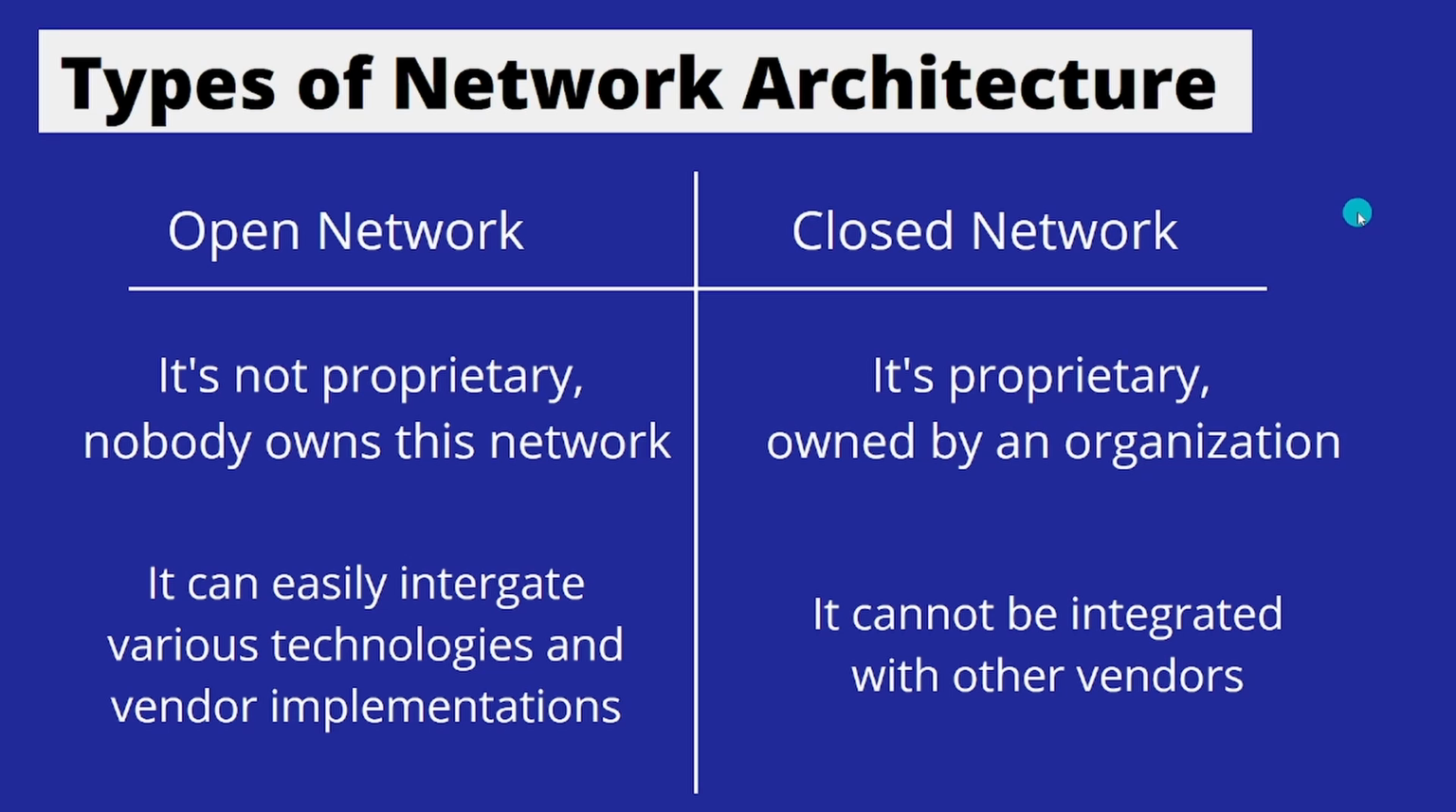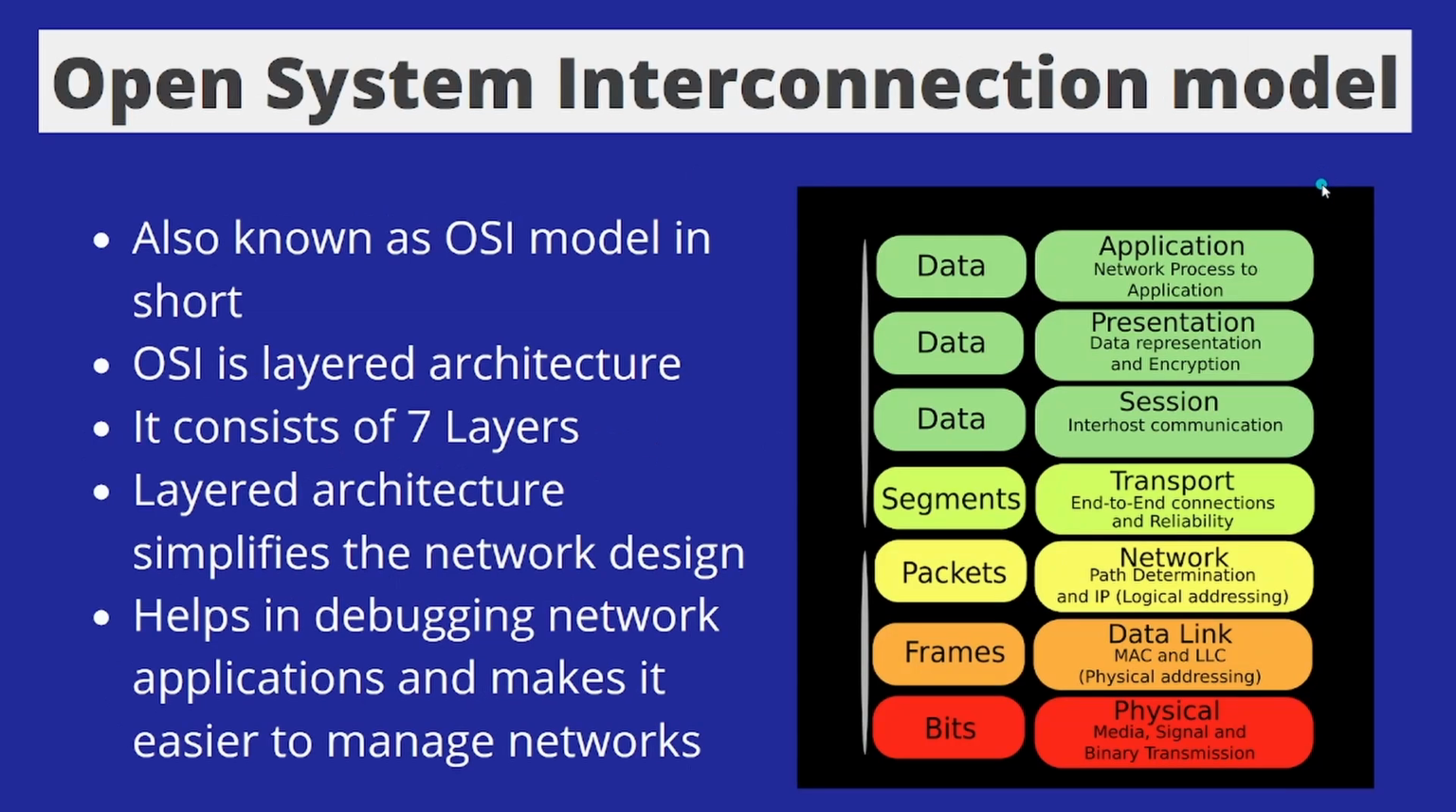There are different types of network architecture, and there are two types: the open network and closed network. In open network architecture, it's not owned by anyone. It's not proprietary. Whereas in closed network, it's proprietary and it's owned by a specific organization. In open network, it's easy to integrate various technologies and vendor implementations. Whereas in closed network architecture, it cannot be integrated with other vendors.